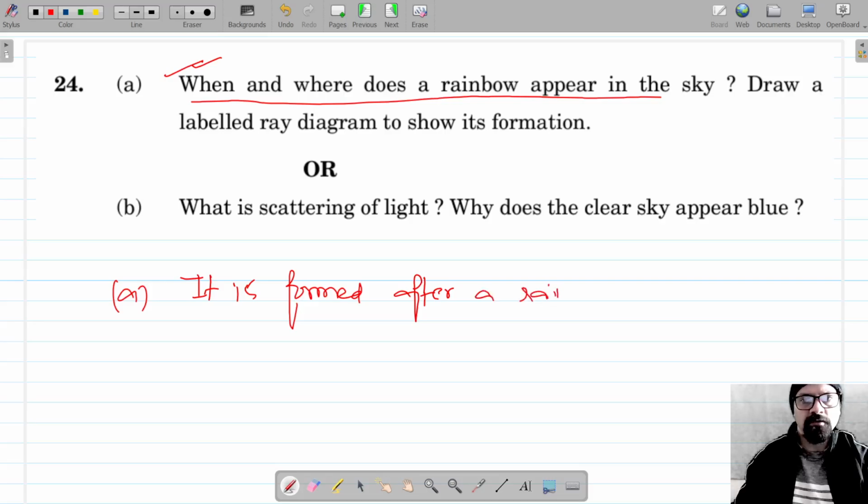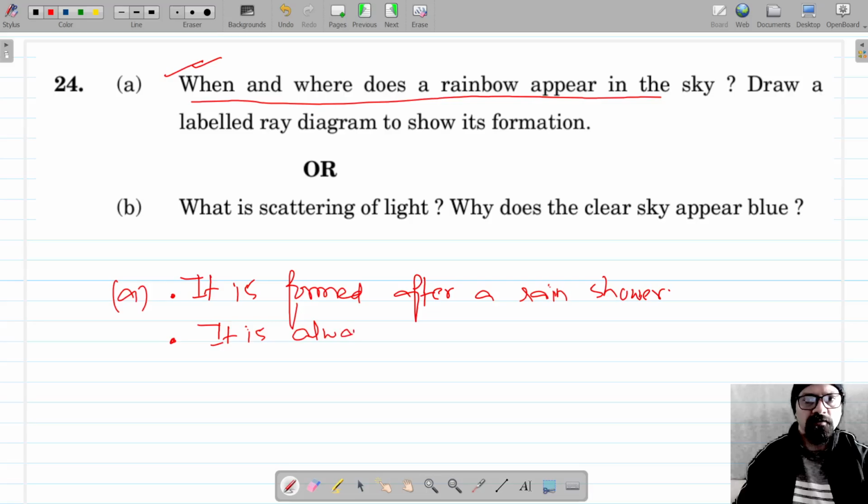after a rain shower, when drops of rain remain suspended in the air. So that is when. Now where? So where means it is always formed in a direction opposite to that of the sun.